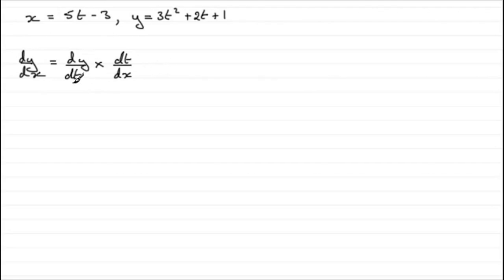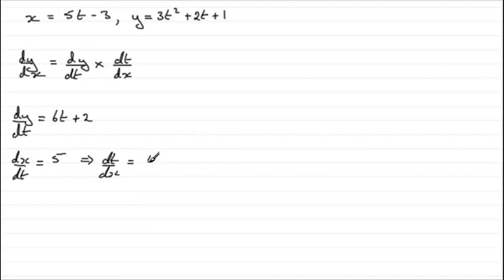So what is dy by dt? Well, if we differentiate it in the usual way, the first term is going to be 6t, the second term will be plus 2, and the differential of the constant here is 0. So we've got dy by dt. Now when it comes to dt by dx, the way around that is that we find dx by dt rather than dt by dx. dx by dt would be just simply 5. So it follows from this that dt by dx is 1 over dx by dt, in other words, 1/5.